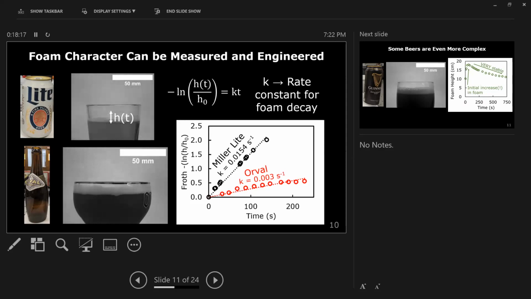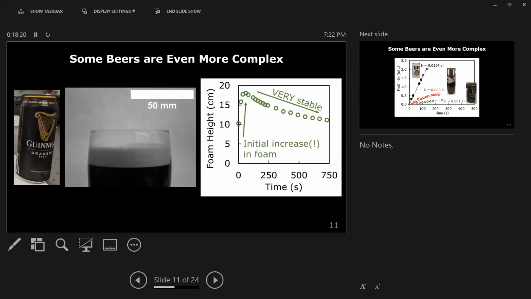Okay. You can also do this for Guinness. Guinness is maybe the most famous with respect to head formation. Guinness is interesting because it actually forms a head that increases in thickness, in height, on the time scale that you do the measurement, right? So all beers form a head, so they increase from 0 to some number, but Guinness happens substantially longer than Miller Lite, for example. So you can actually measure this. It increases in height and that's extremely stable.